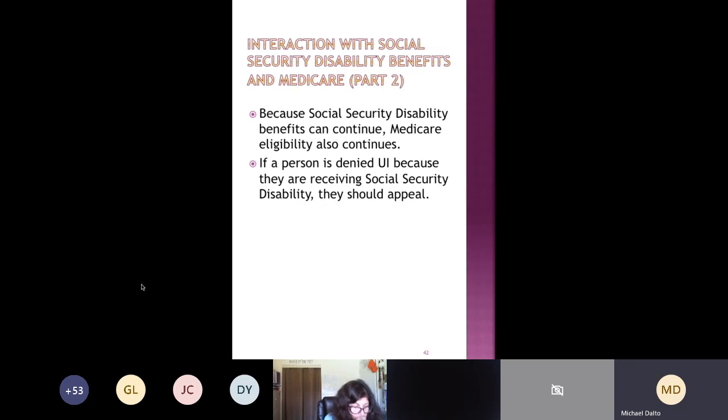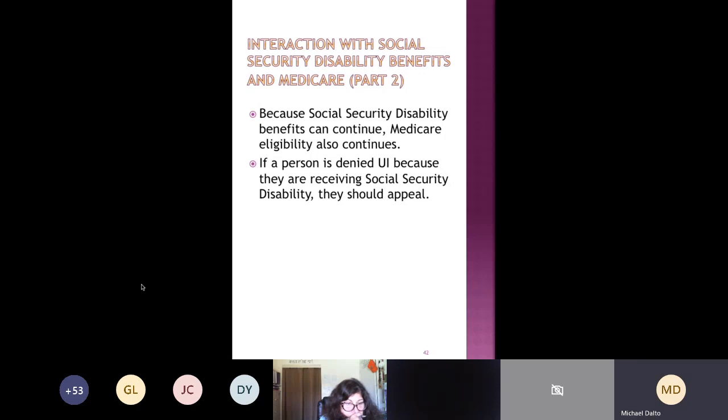Now, a person's Social Security disability can continue if they're receiving Medicare by virtue of getting Social Security disability. A person who gets Social Security disability becomes eligible for Medicare after 2 years, and then their Medicare will still continue.